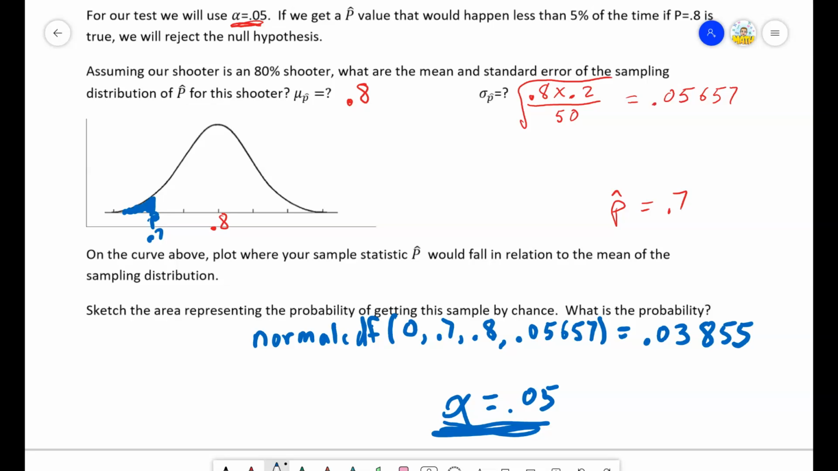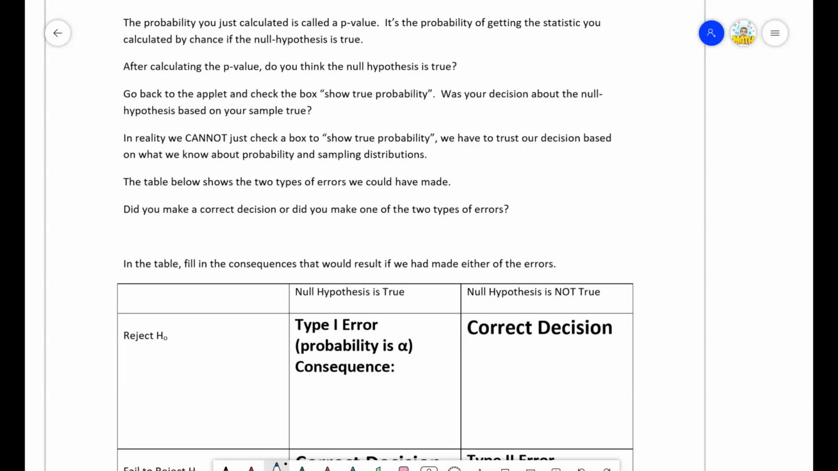So based on this test and probability, I would make the same decision I made from my opinion in the beginning. I would conclude that he's not an 80% free throw shooter. I think that he makes less than 80% of his free throws based on that. So on the third page of the activity, we have our definition of the p-value. It's the probability of getting the statistic you got or one further from the null hypothesis value. After calculating the p-value, do you think the null hypothesis is true? I'm going to continue to say no, right, since it's less than 5%.